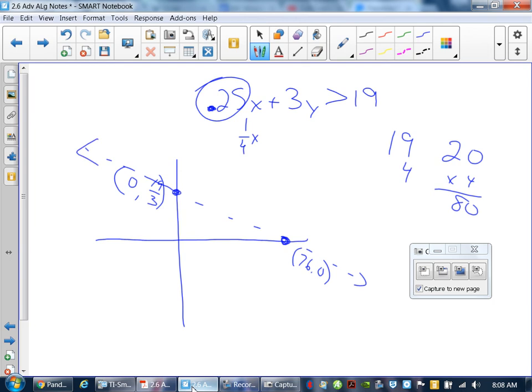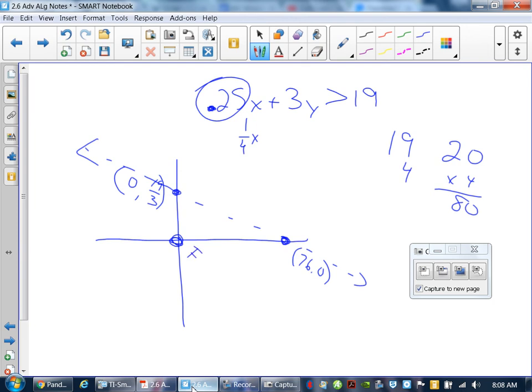Did this go through the origin? No, it did not. So what is 1/4 times 0? What is 3 times 0? What's 0 plus 0? Is 0 bigger than 19? No. So it is now false.